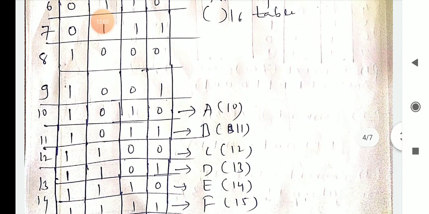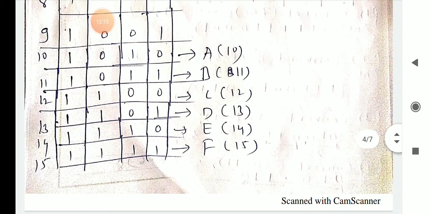But after the 9 you are writing letters. A is the 10, B is the 11, C is the 12, D is the 13, E is the 14, F is the 15, because it is in the form of hexadecimal. Okay, so like that up to 15. So 15 is 1111. These are the possible conditions.